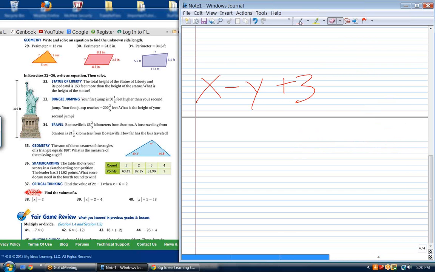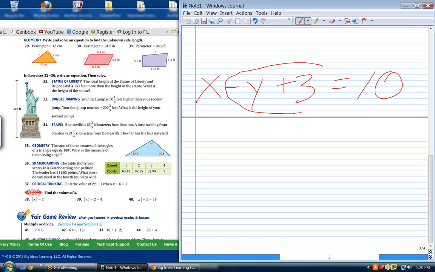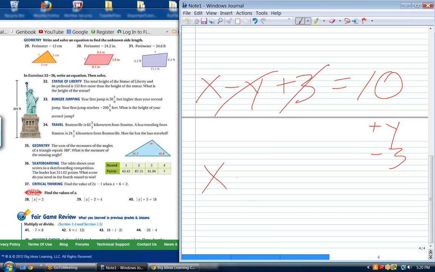A little bit. Well, if I had this equation here, and I said solve for x, I can't combine those really, because one's a letter and one's a number. But what I can do is add y to both sides, and subtract 3 from both sides. That gets rid of that and leaves me with x equals 10 plus y minus 3, or 7 plus y.